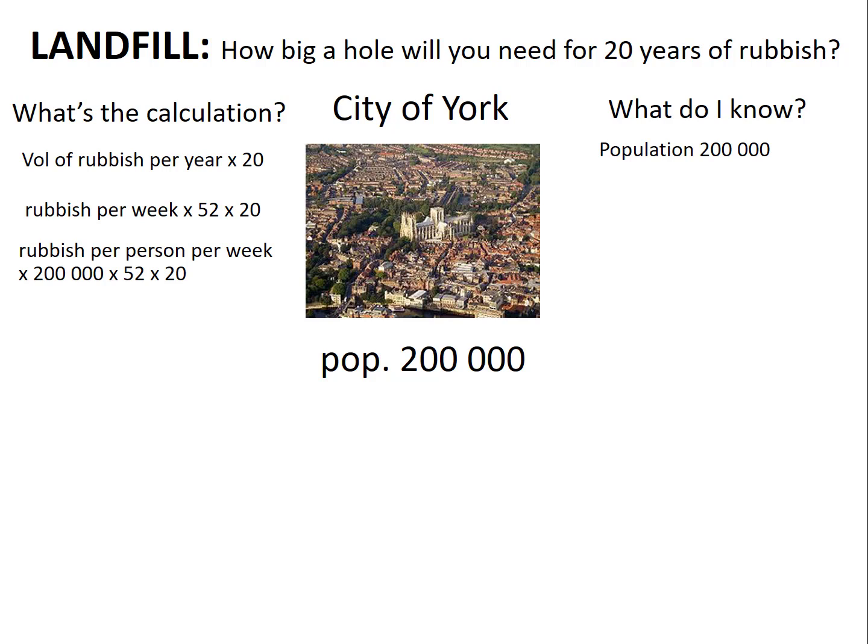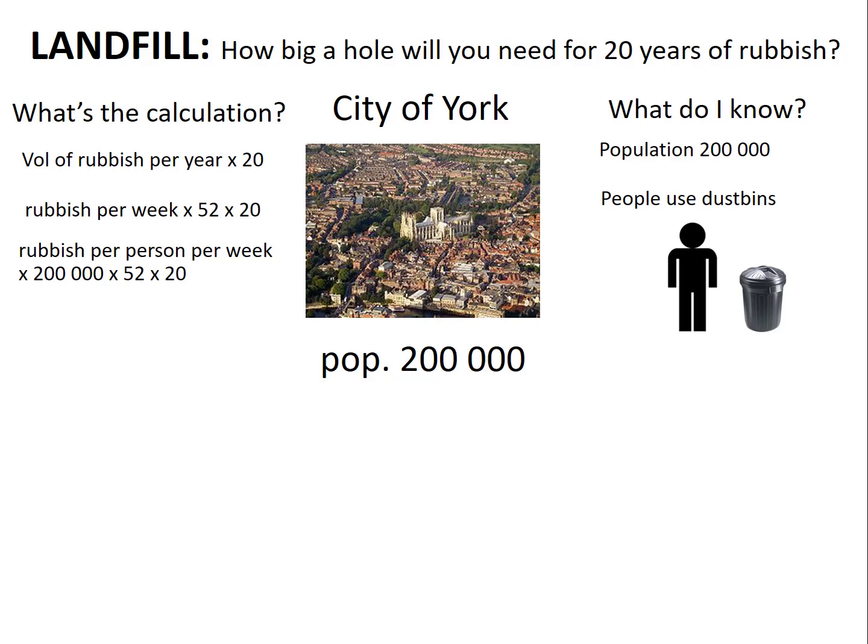So, I suppose I could break it down to this. How much rubbish does each person produce each week? Multiply it by the population, multiply it by the number of weeks in a year, and multiply that by 20. Well, I live in a city, and I know something about rubbish. I put my rubbish in a dustbin. I also know roughly how big a dustbin is.